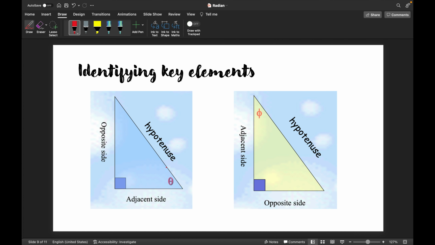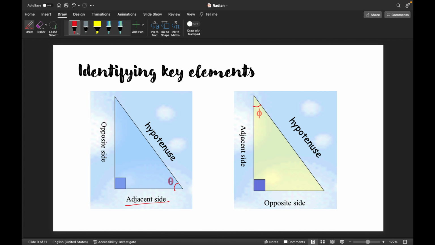So yeah. And if this is the angle, then the opposite side will be opposite of it. So this would be the opposite side and this would be the adjacent side. Whatever is not the opposite, it's going to be the adjacent side.